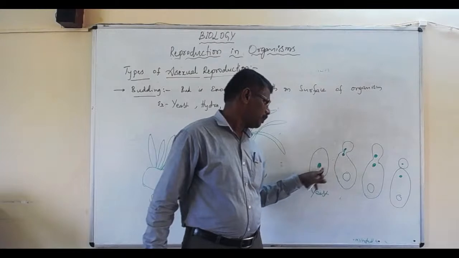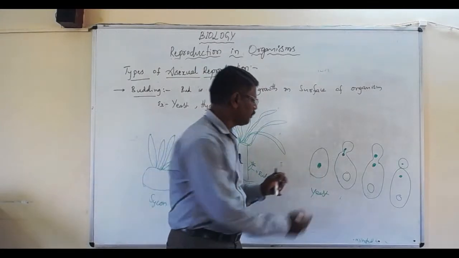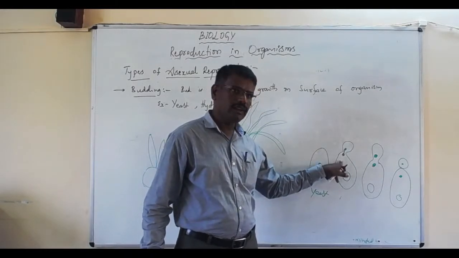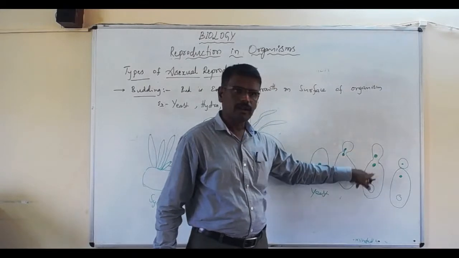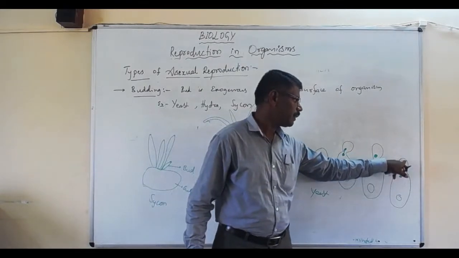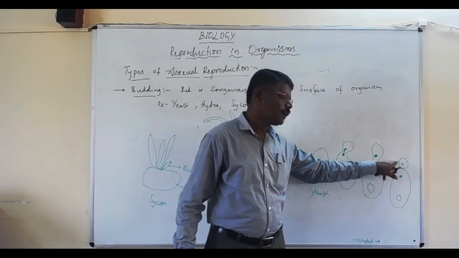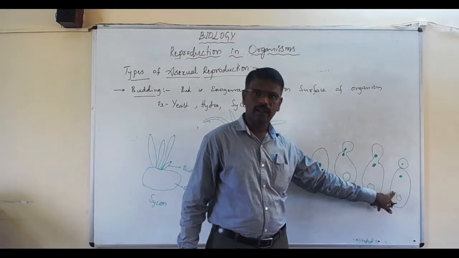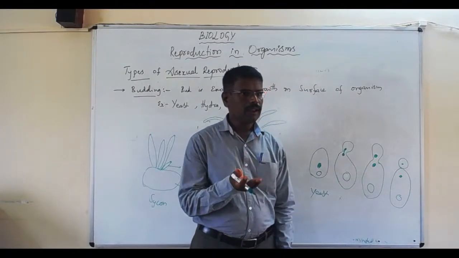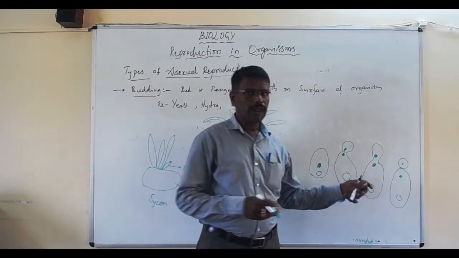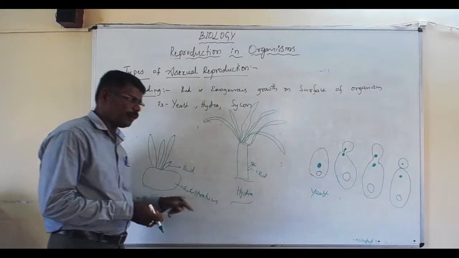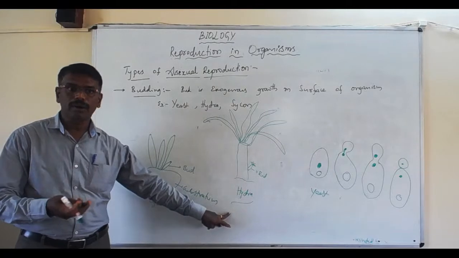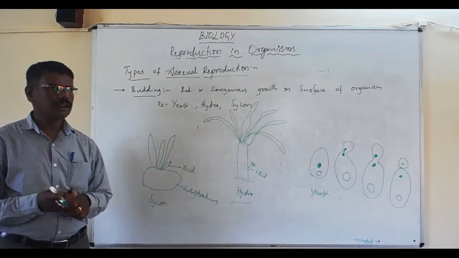What about the nuclear material present in a single-celled organism? It is divided. That nuclear material is shared with the bud. After complete sharing of the nuclear material, the bud detaches or separates from the yeast, the parental body. So these buds grow as a new individual. This is how reproduction occurs in the budding process of asexual reproduction, involving a single organism.